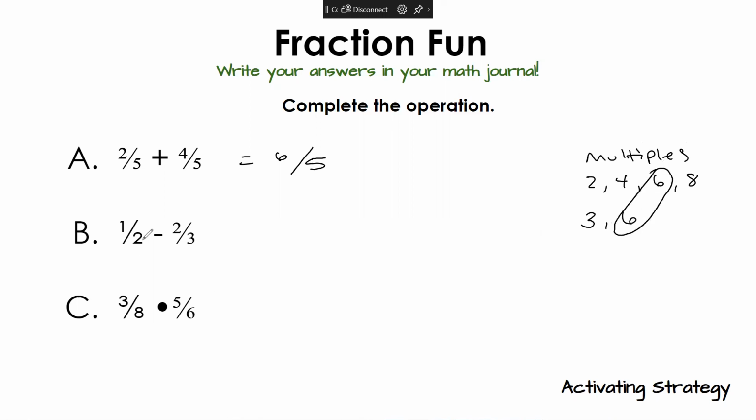Okay, so what do I need to multiply by this 2 to make it 6? 3. Okay, so I'm going to multiply by 3 in the top and 3 in the bottom, right? So that's going to give me 3, 6. With me on that? Everybody see where I got that? I multiplied by 3 in the top and 3 in the bottom for that 1/2 so that it has a denominator of 6.